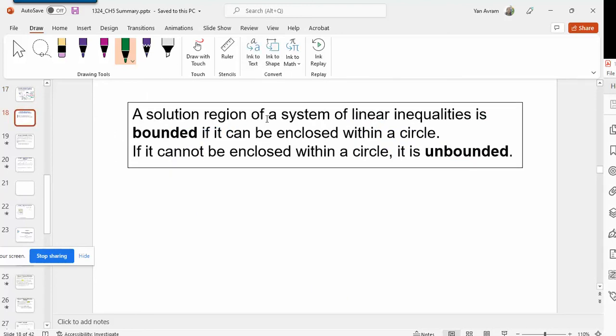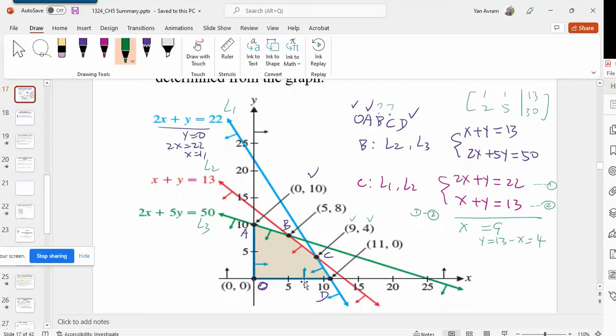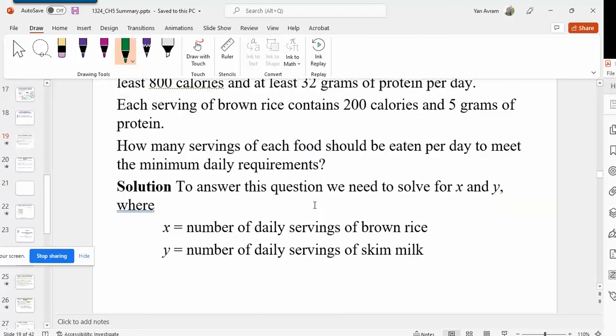A solution region of the system of the linear inequality is bounded if it can be enclosed within a circle. If it cannot be enclosed in a circle, it is called unbounded. Alright, so we can see this one right here is bounded because I can drop a big circle in here. So all sides are contained by the line in here, so this is called bounded, right? If I have this open area, it will be unbounded. Okay, so that is what I mean in here.